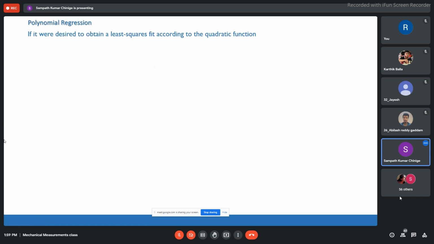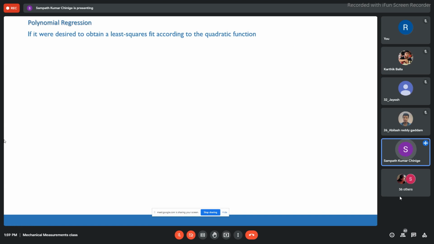You may ask, sir, what about polynomial regression? That means if it is not a single linear relationship, if it has a polynomial kind of relation, then how do you do that? If it is second order, third order, fourth order, then how do you do that? If the order keeps on increasing, then more and more complex equations you have to solve, and more calculations you have to do.